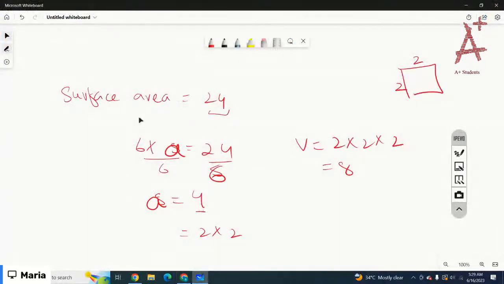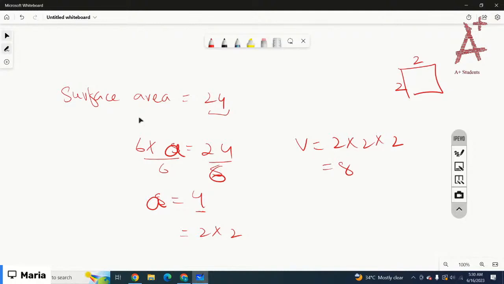Just listen to me carefully. The surface area is given, that is 24. We know that the surface area of the cube is for the 6 faces. Got it? So we divided the 24 by 6 to calculate the area of one face. The area of one face would be now 4. 24 divided by 6 is 4.